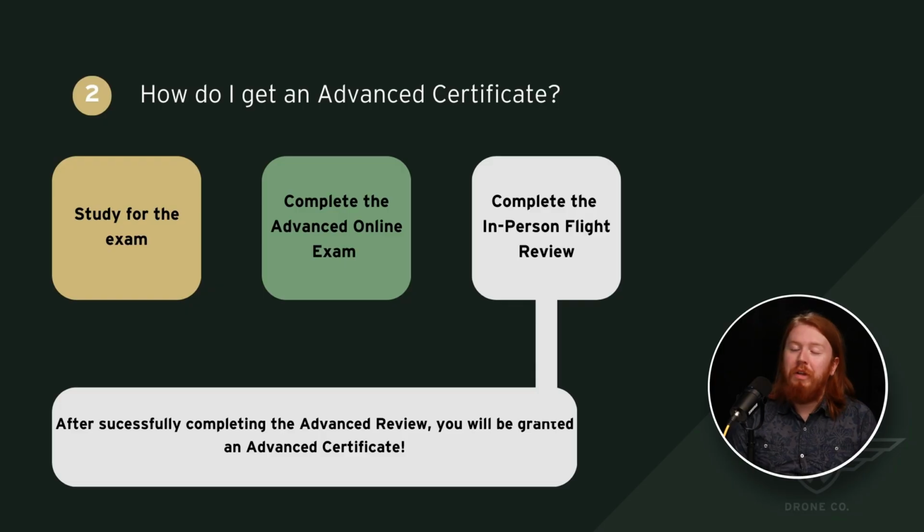Once you've done that, then you can upgrade to advanced by completing the flight review. After successfully completing the flight review, you'll get your advanced certificate. There is a $25 processing fee that you'll get billed after the fact, before you're allowed to download your flight review. That's paid directly to Transport.